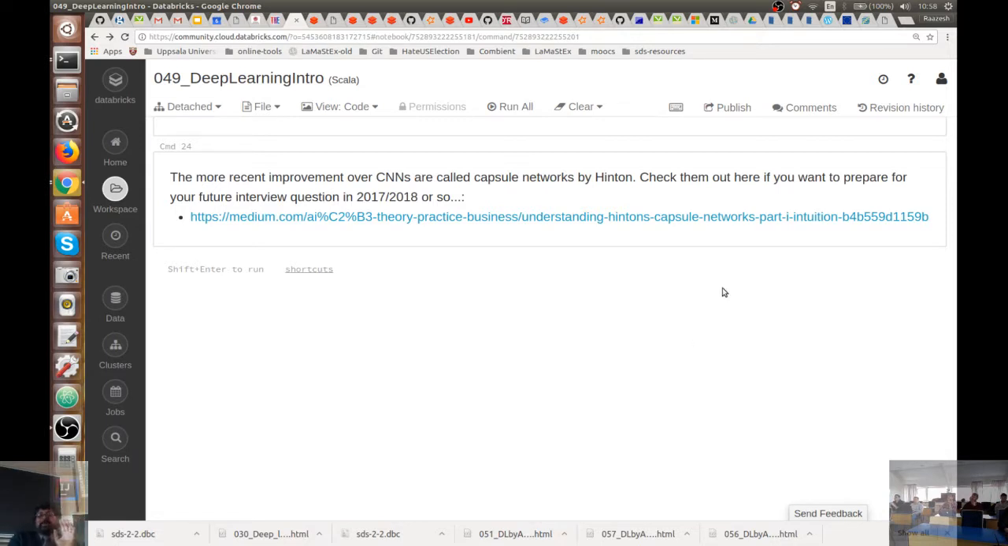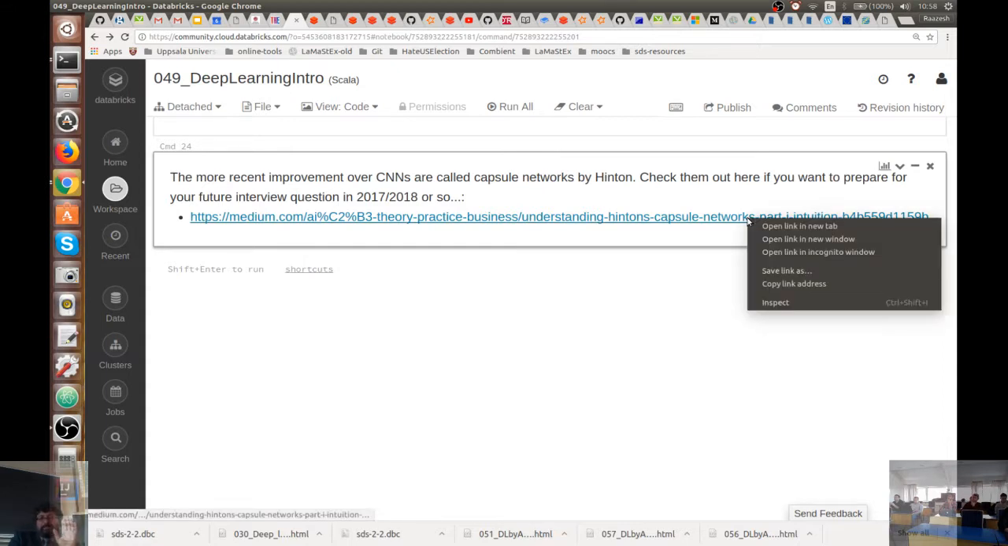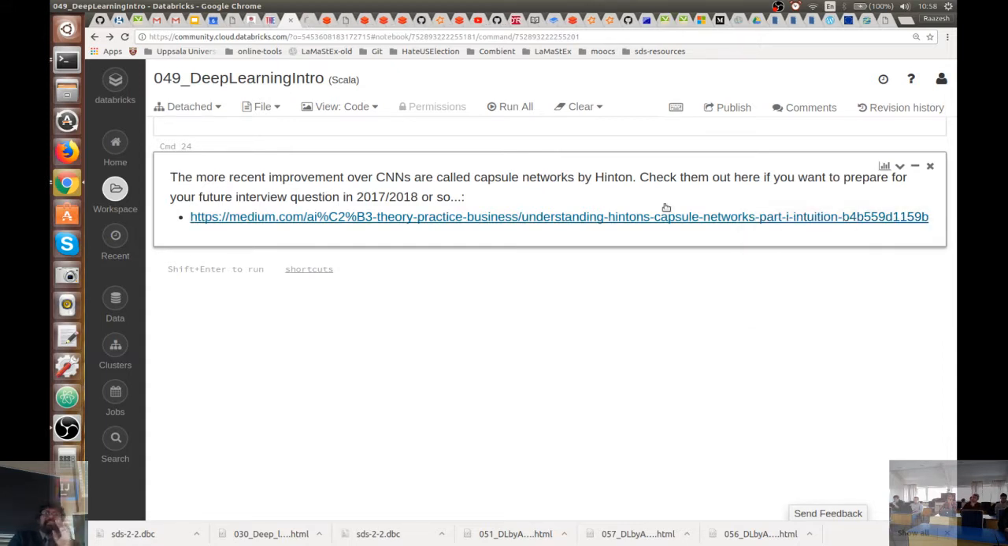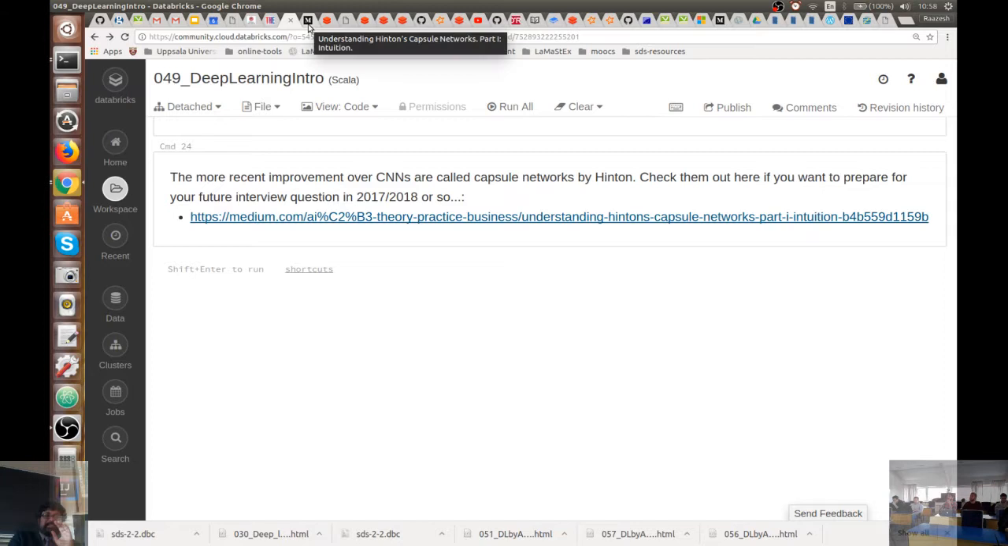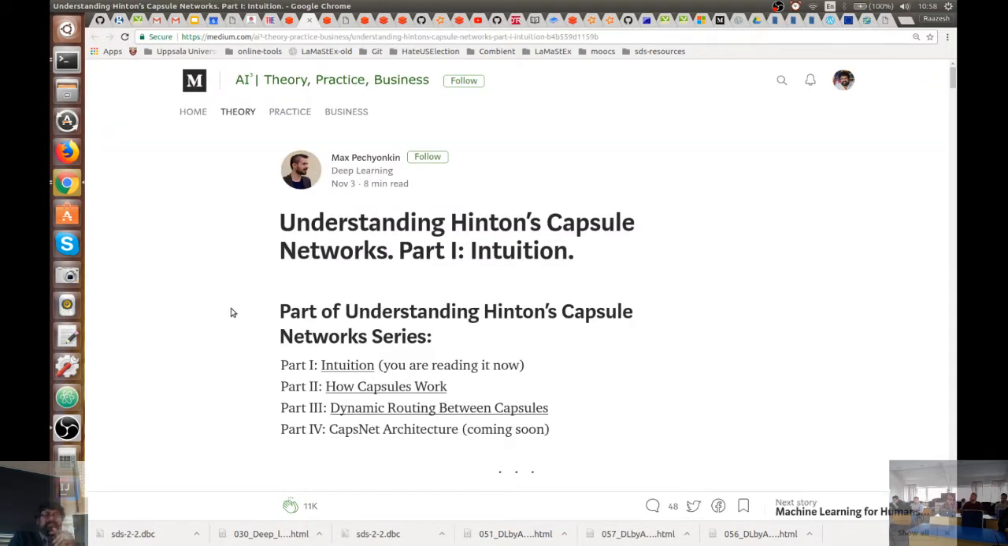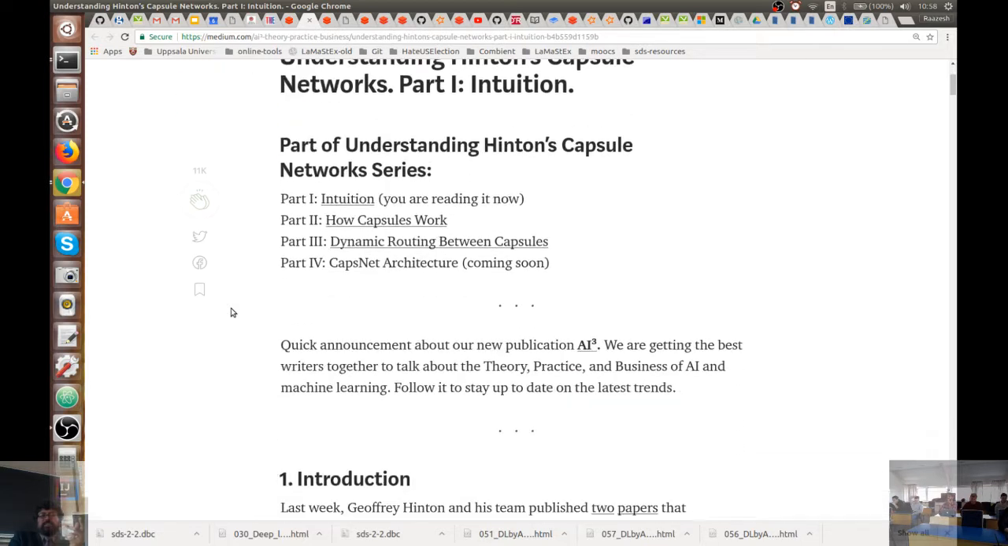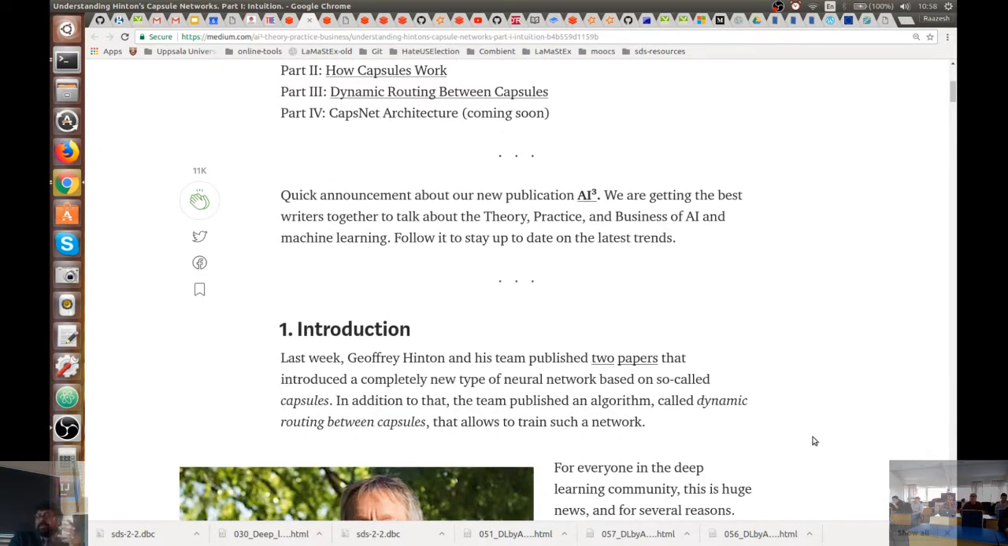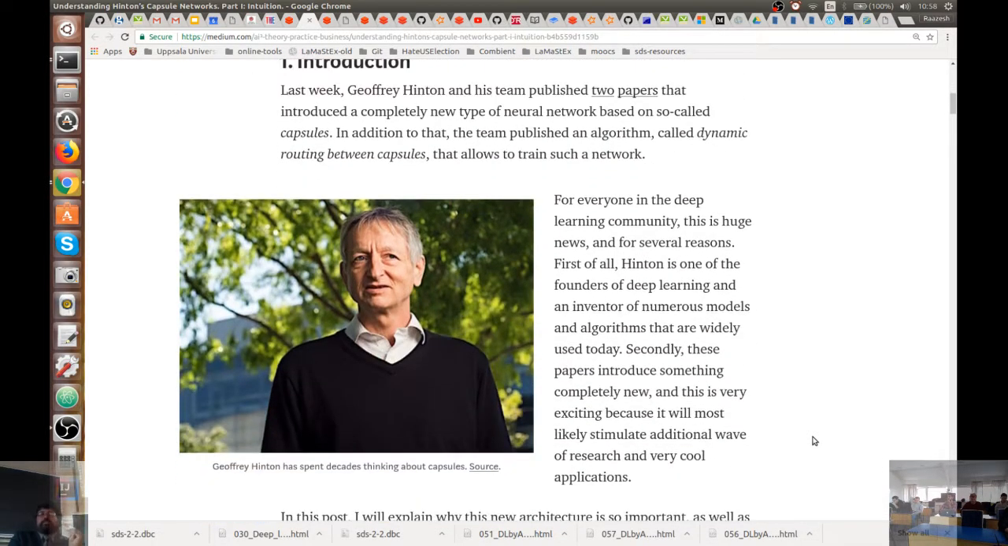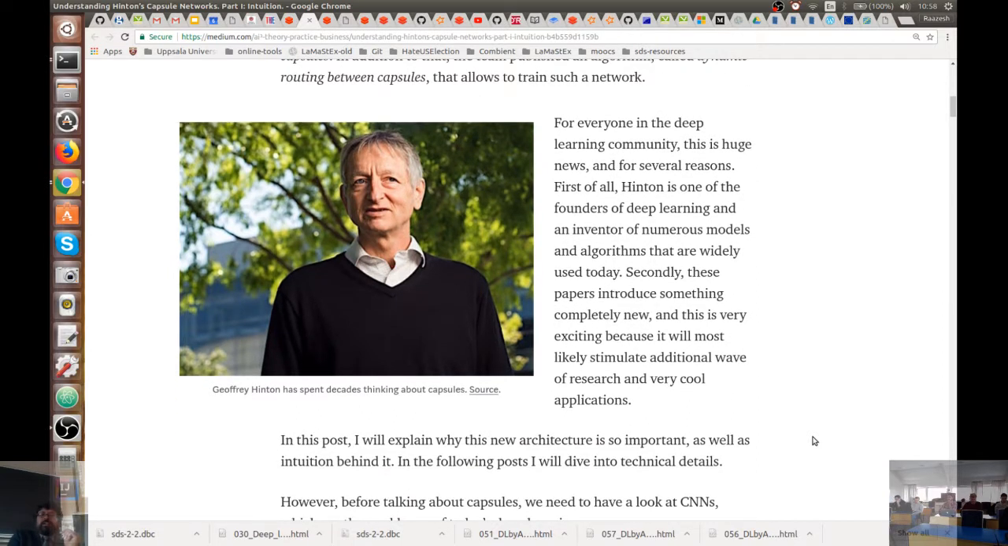Just to say, this is some much newer thing Hinton's done in the last couple of years or less. It's called the capsule networks. I strongly recommend reading this, especially if you want to do well in an interview of some smart-ass guy who's read a lot of blogs about what's happening in deep learning. This will be probably a question easily in 2018, right?